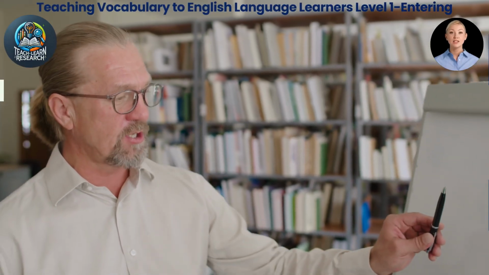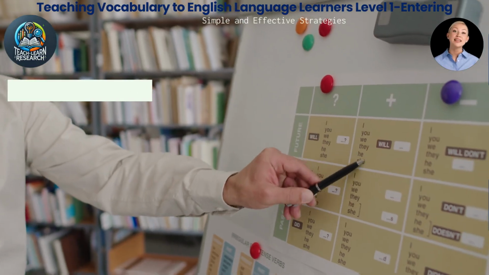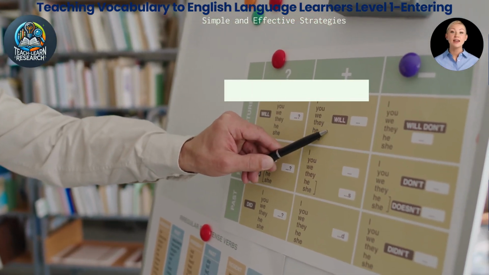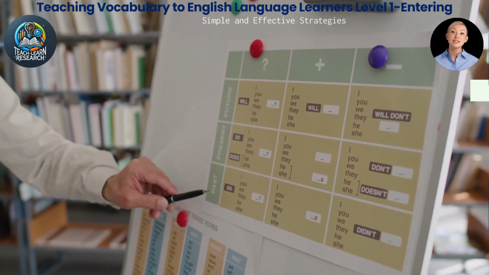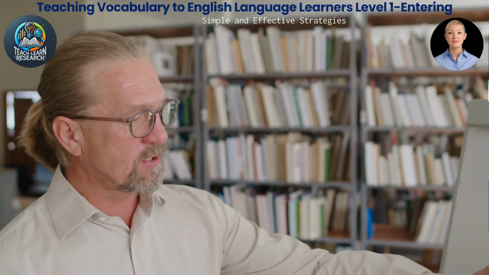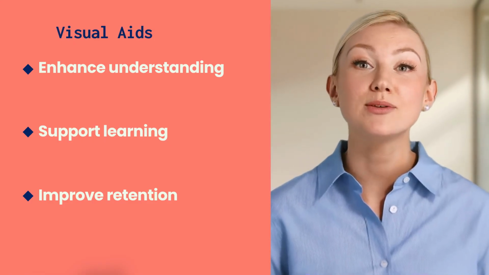Teaching vocabulary to English language learners at level 1, entering involves using simple, engaging, and effective strategies that help them understand and remember new words. Here are some strategies specifically tailored for this level. Visual aids enhance understanding, support learning, and improve retention.